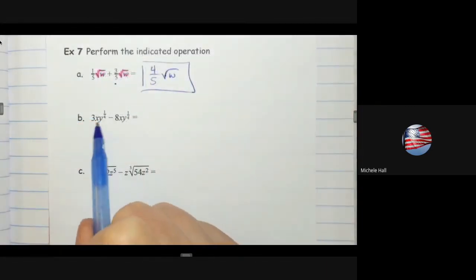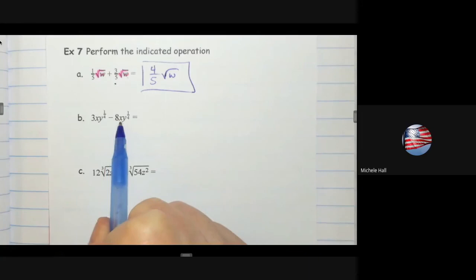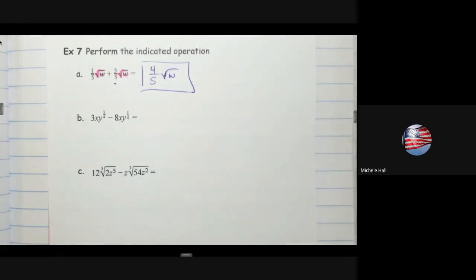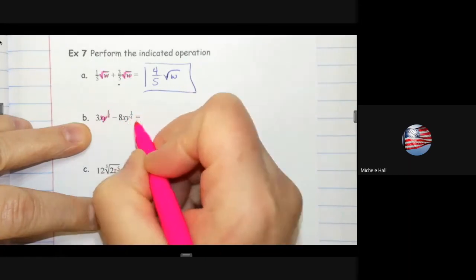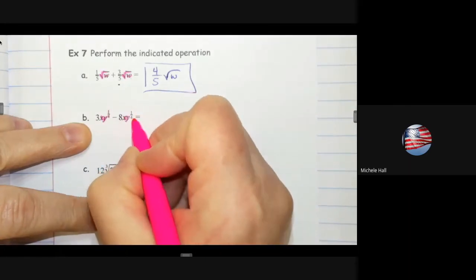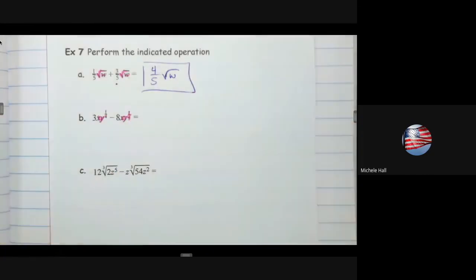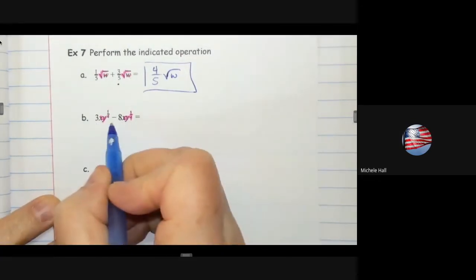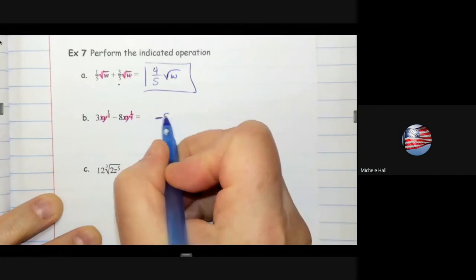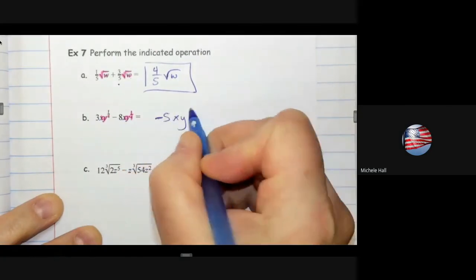Now we have 3xy to the 1/4 minus 8xy to the 1/4. Do we have exactly the same variables? We have x, y to the 1/4, and an x, y to the 1/4. We have exactly the same variables. We're going to subtract those coefficients. 3 minus 8, we get negative 5 x, y to the 1/4.